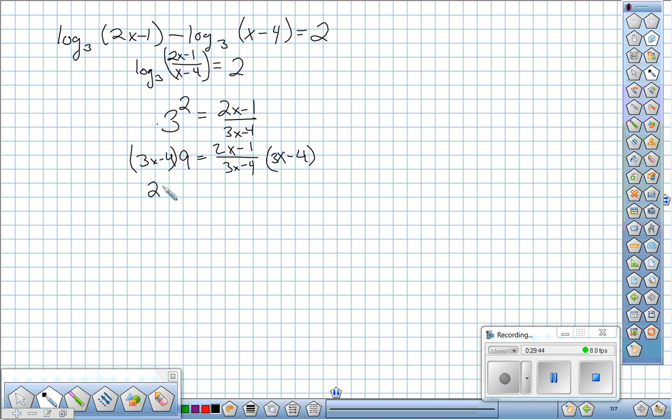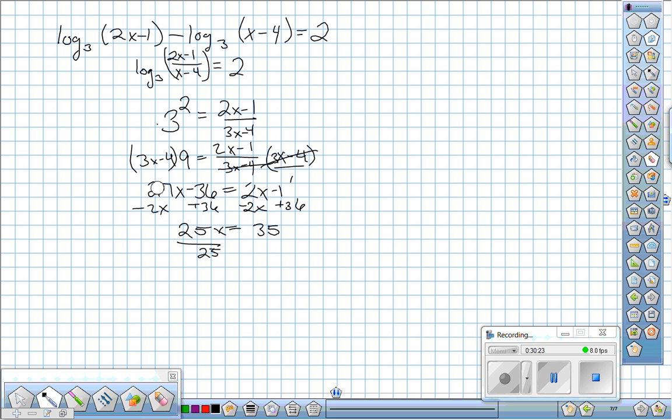Okay, 9 times x minus 4 will give me 9x minus 36 equals, those guys will actually cancel out if I had it as a fraction, 2x minus 1. Get all my x's on the same side. Minus 2x. And then I'm going to add 36 to the same side as well. Okay, so I have 7x equals positive 35, so I don't have to write a plus sign. Divide by 7.